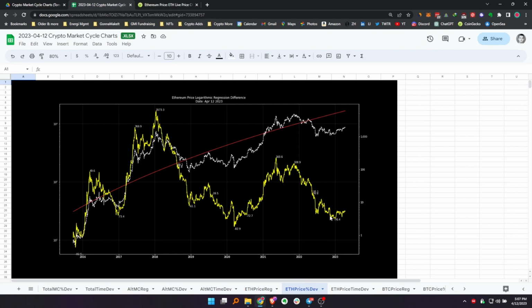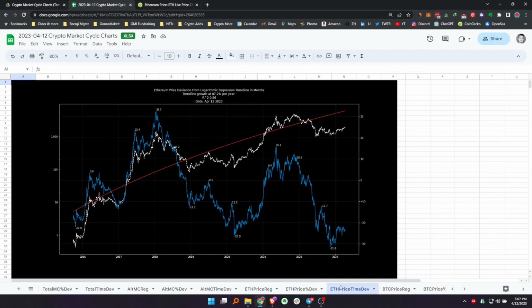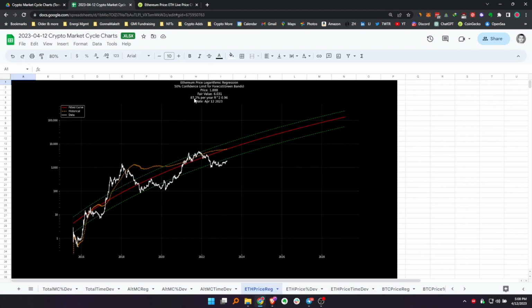Very undervalued here on the log chart, price deviation, and here on the months deviation. Look at this, you guys. Ethereum was more undervalued than ever in history at the beginning of 2023 and late 2022. This was after the whole FTX issue, around 1,100, 1,200 in price. And we've done pretty well. Ethereum's coming out pretty nicely out of it.